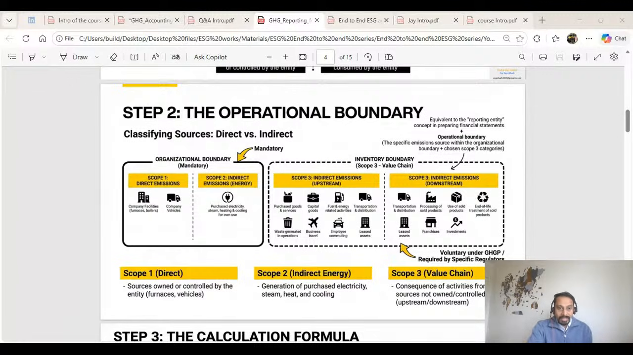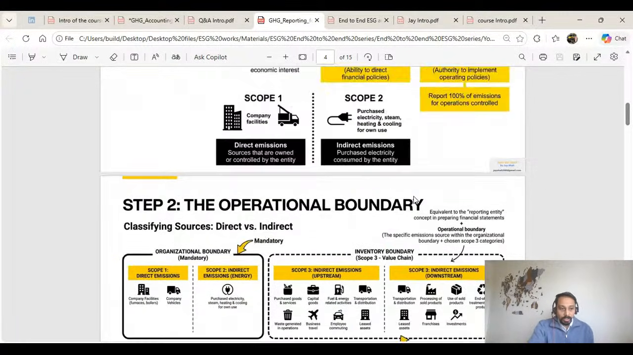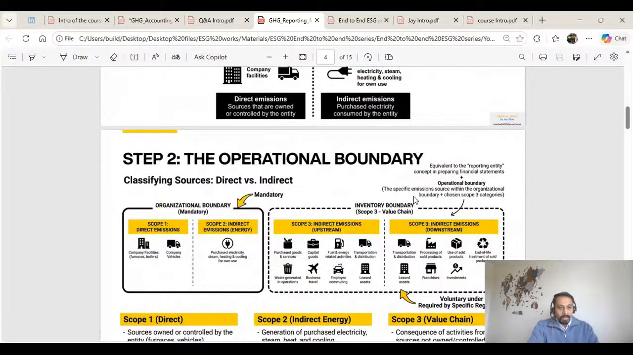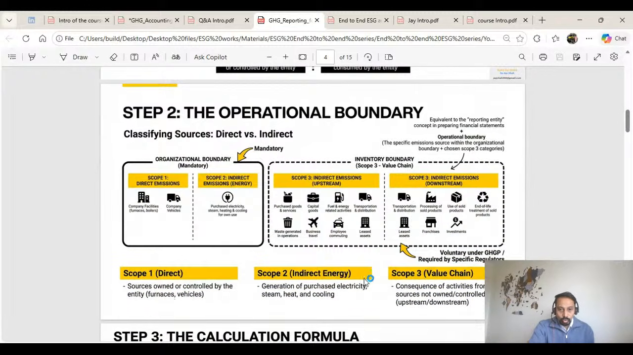Scope 2 is indirect energy. Scope 3 is indirect as well, but scope 2 covers the indirect energy for purchased electricity, steam, heating, and cooling. So it is very important to understand how it works for the various criteria for scope 2, that is indirect energy. For scope 3, that is part of the value chain. Everything else from upstream to downstream is covered under scope 3. We will see what is upstream and what is downstream, and why scope 3 is very important.